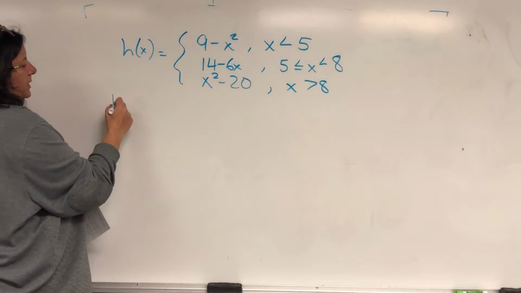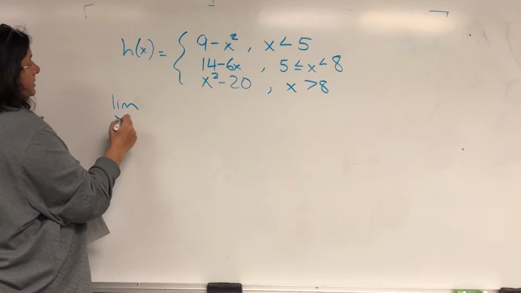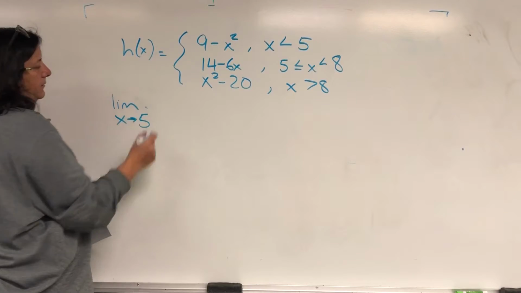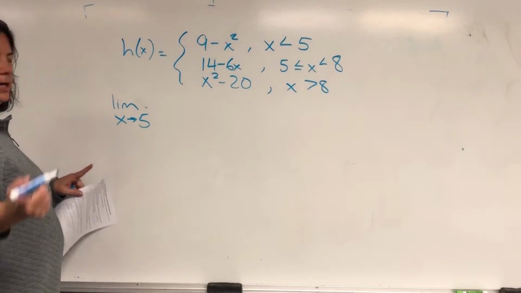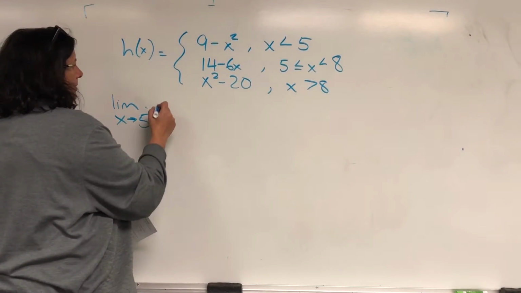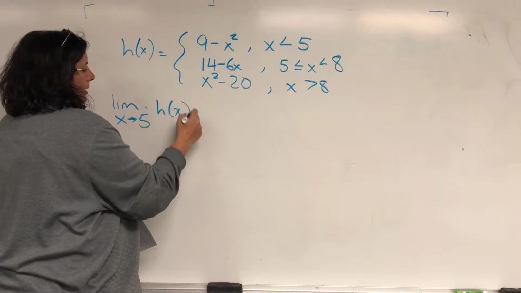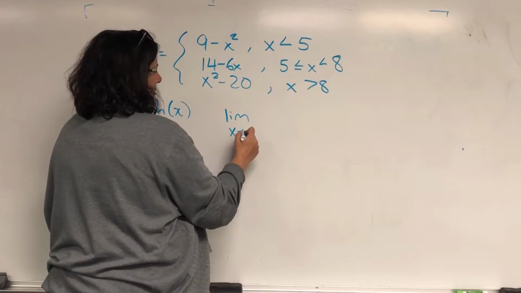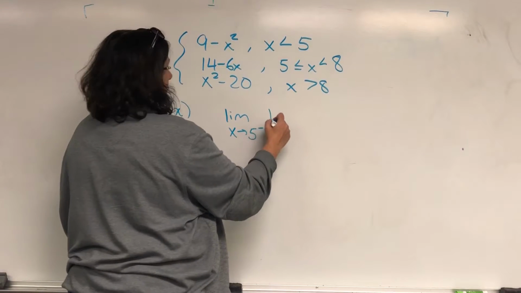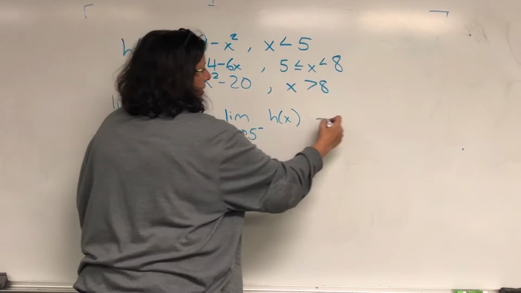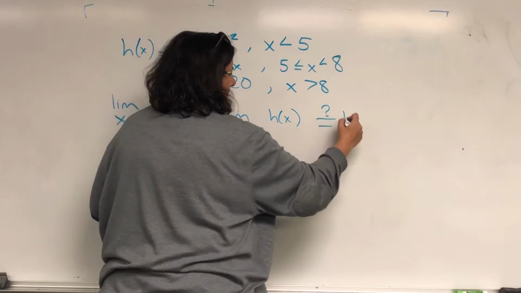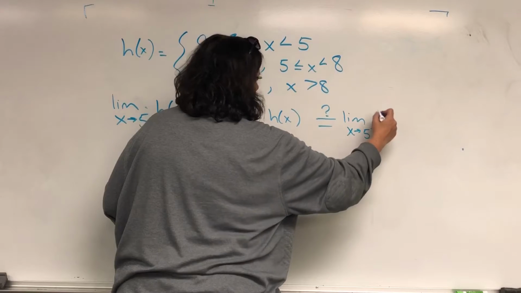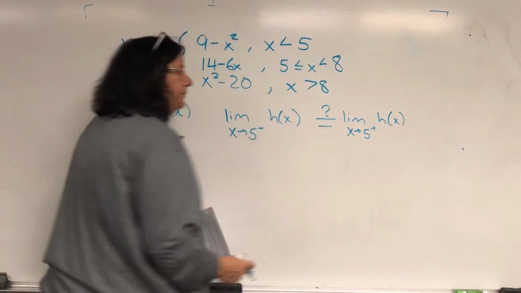Let's say we're supposed to find the limit as x approaches 5 of this function. We need to find out if the limit from the left and the right agree. So we want the limit as x approaches 5 from the left of h of x, and we want to see if that equals the limit as x approaches 5 from the right of h of x.